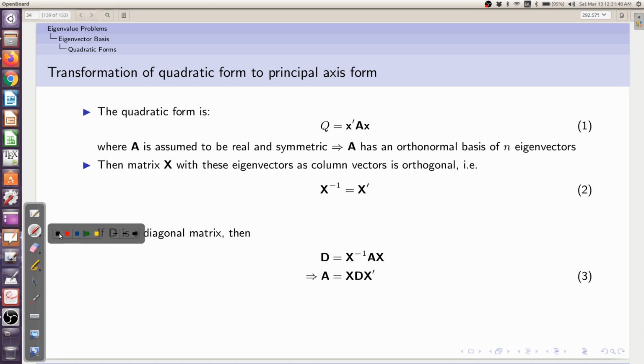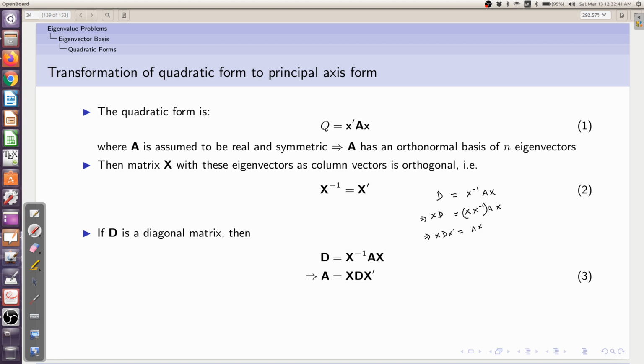You can do this very easily. So we have D equals X inverse A X. Now we need to do some manipulation. We pre-multiply this equation with X. So we have X, and then already there was X inverse A X. This is going to give us the identity matrix. So we have X D is equal to A X.